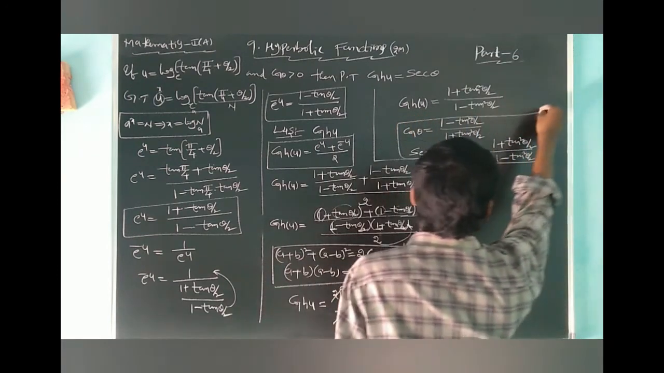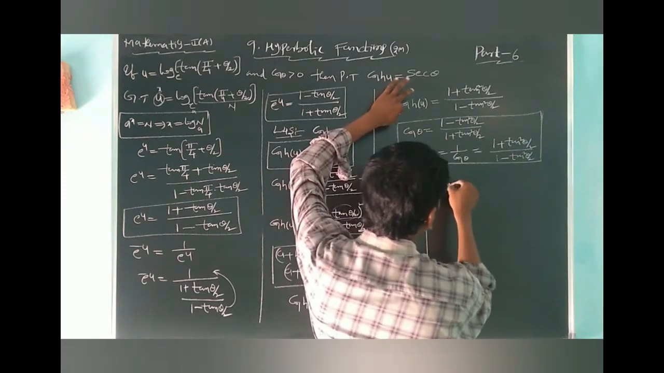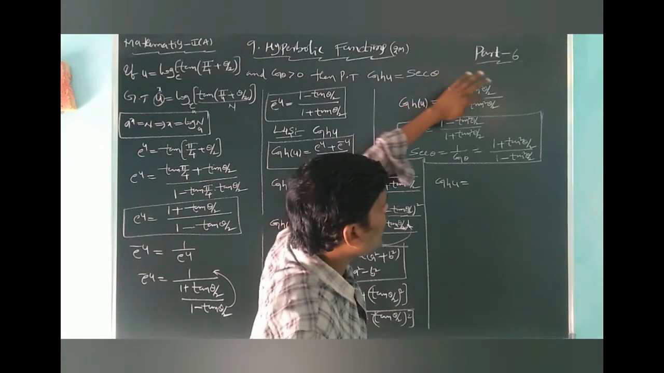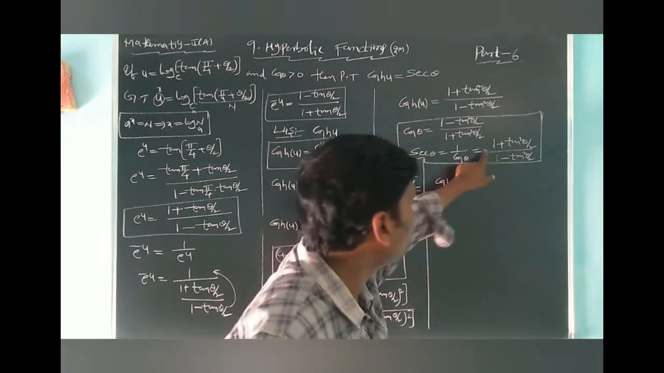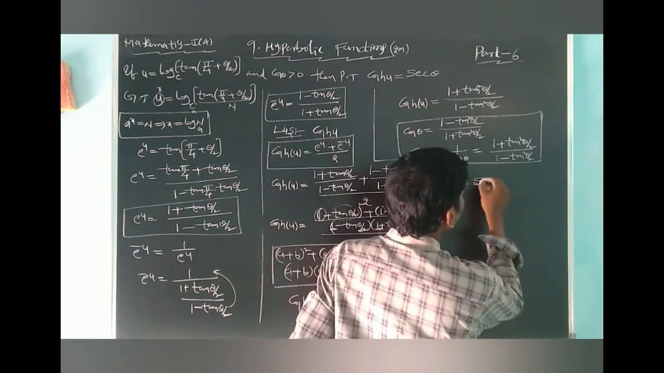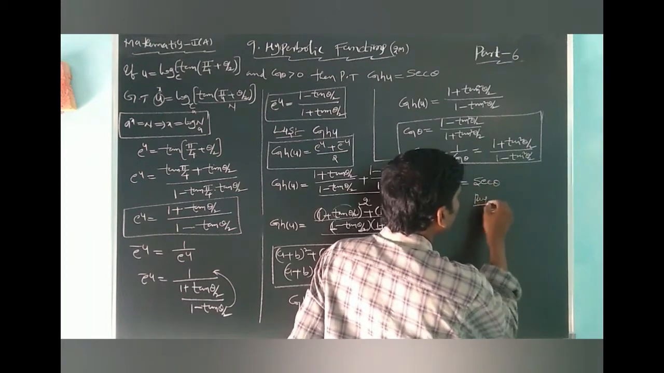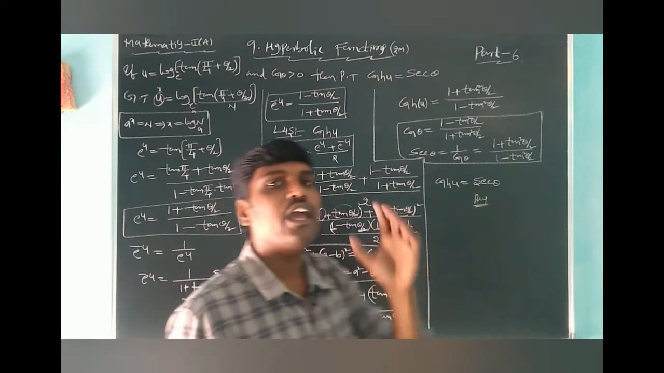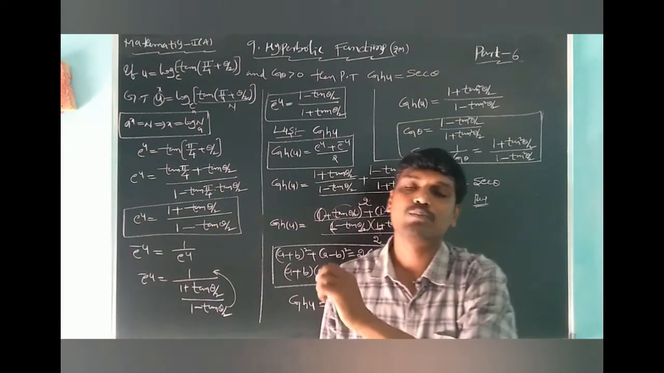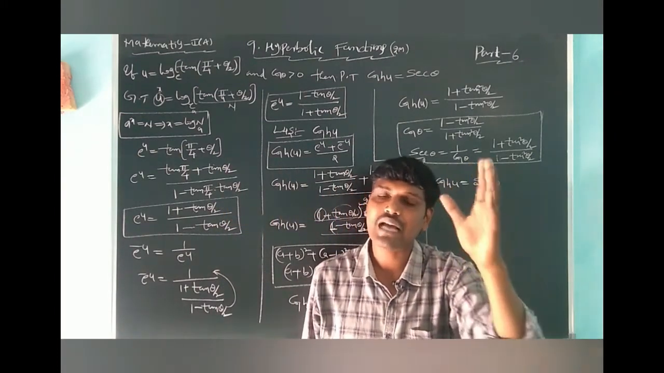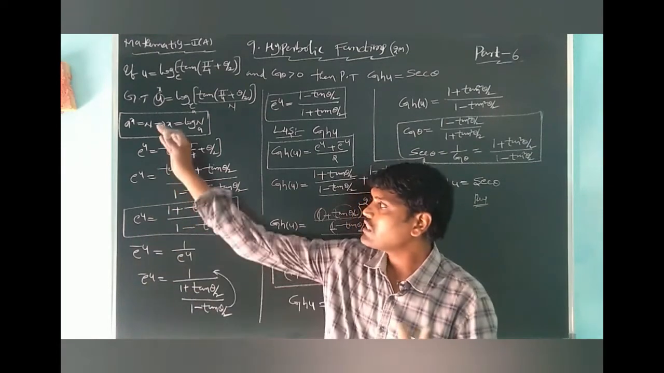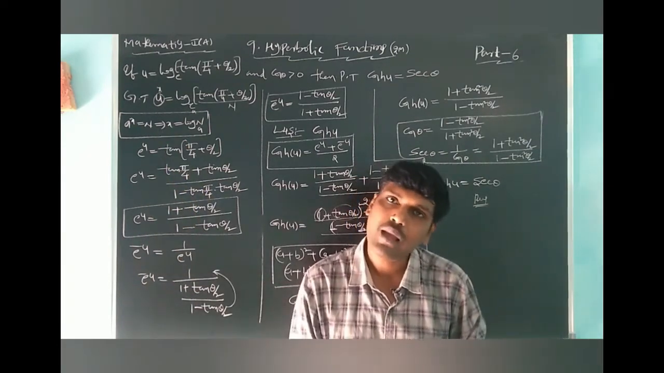That's why you can write, see students, cos hu is equal to 1 plus tan square theta by 2 by 1 minus tan square theta by 2, whose value is secant theta. This is the RHS part. Correct or not students? What is that RHS part? Secant theta. In this way you can do this model problem. This problem is expected in the IPE examination. Understood or not? In this way you can do these model problems.